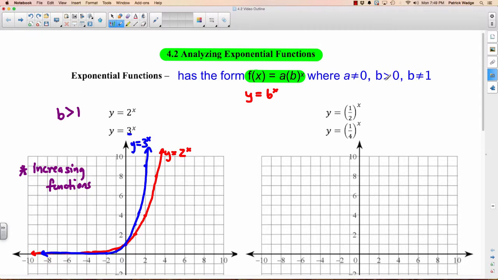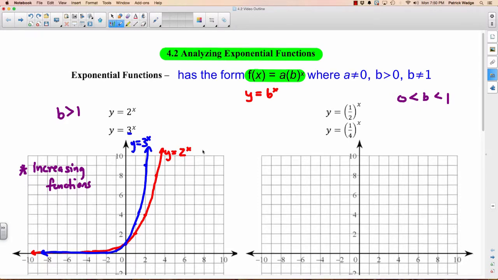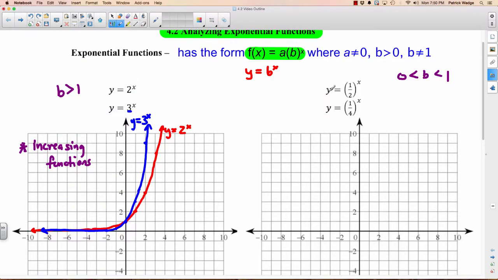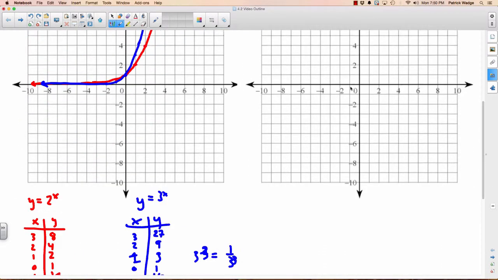The b value has to be greater than 0, but what about b values that are between 0 and 1? How we write that is 0 is less than b is less than 1. So that's what these ones are, right? 1/2 is between 0 and 1. 1/4 is between 0 and 1. What happens there? Do we get this same shape? Well, if I'm asking the question, you can probably bet the answer is no, you get something different. So let's do the same thing. Let's graph y equals 1/2 to the x power.